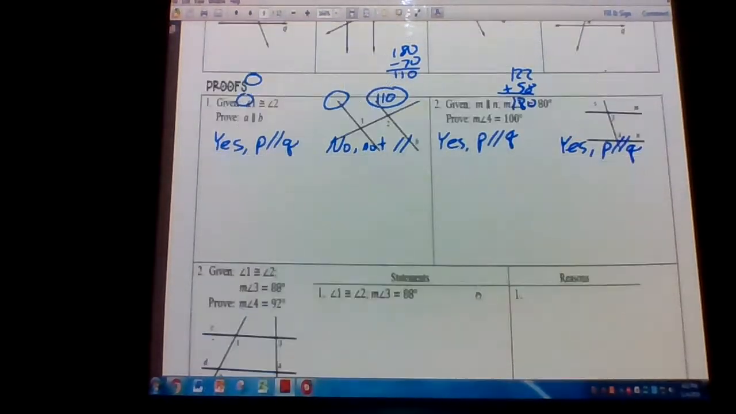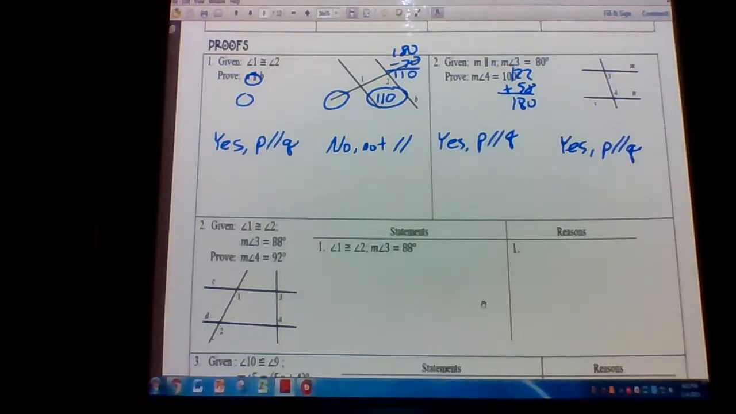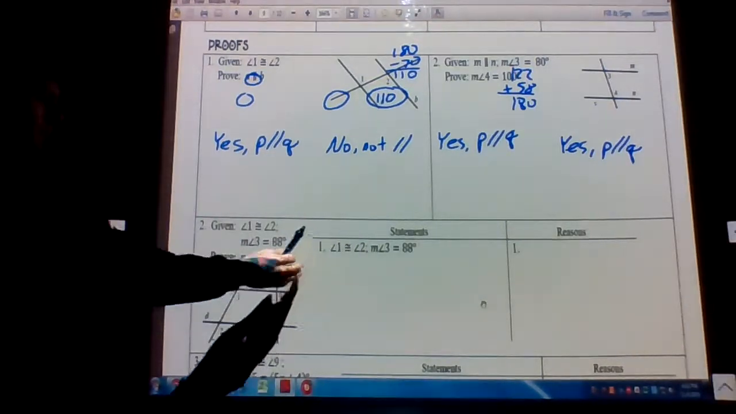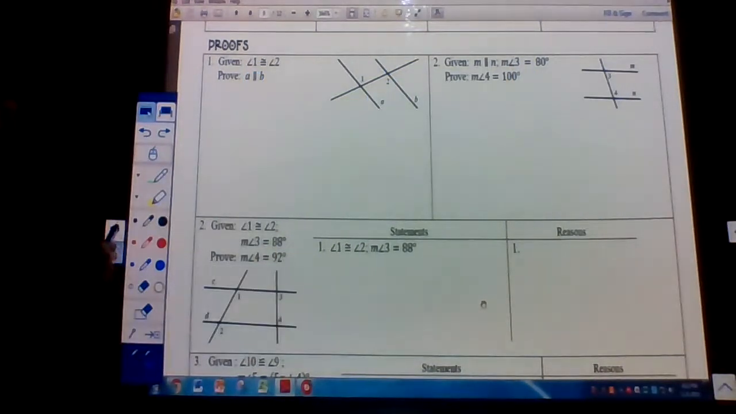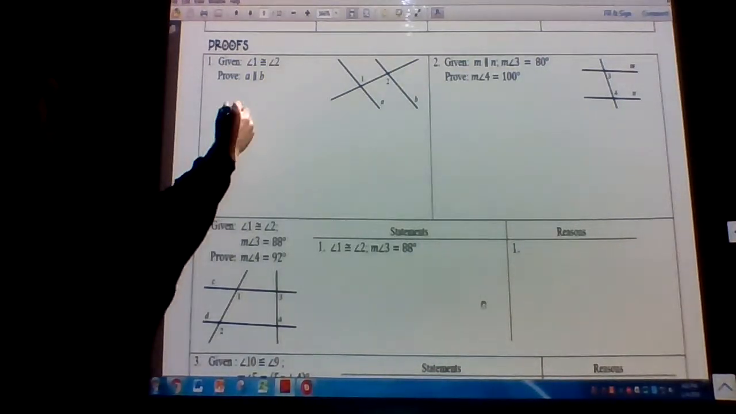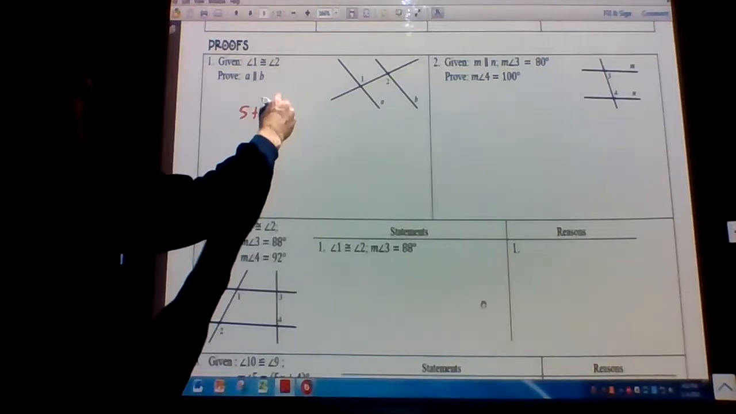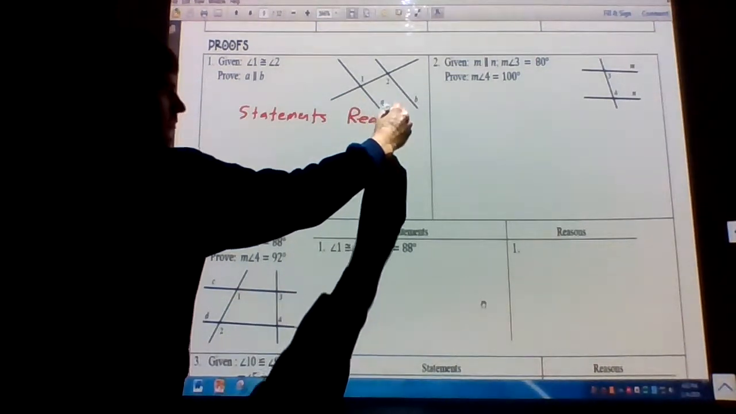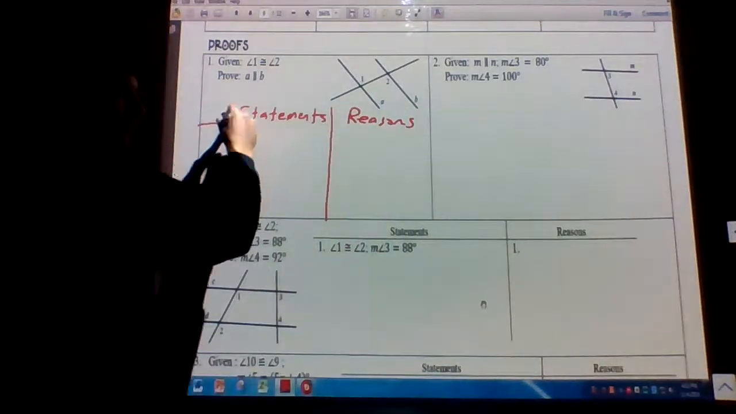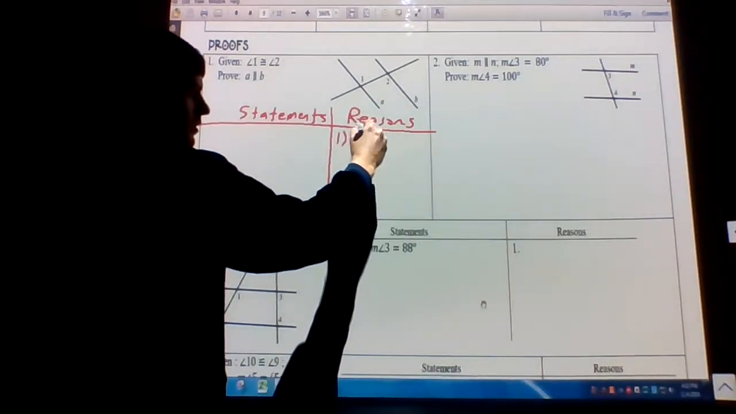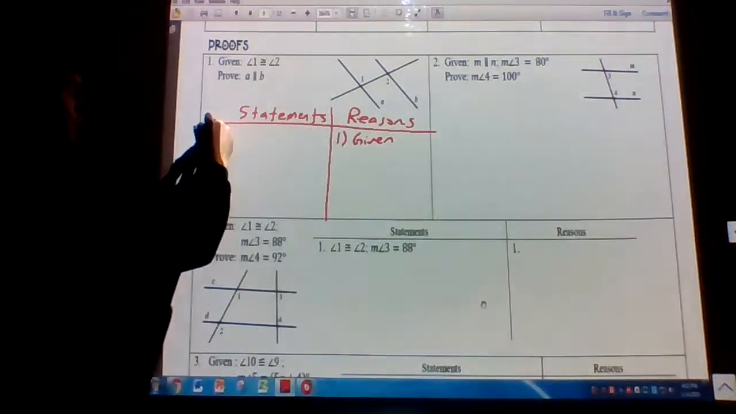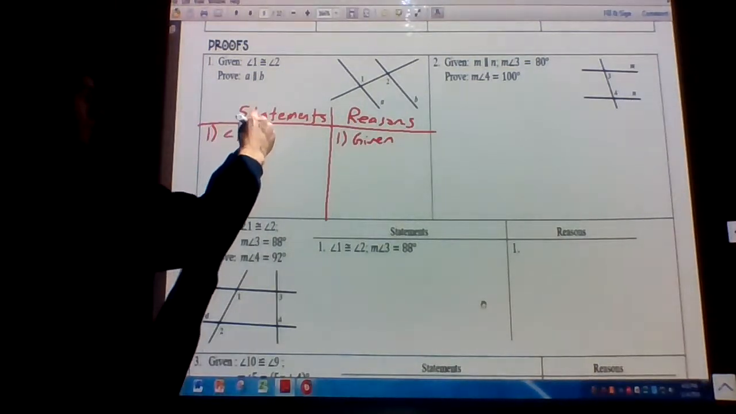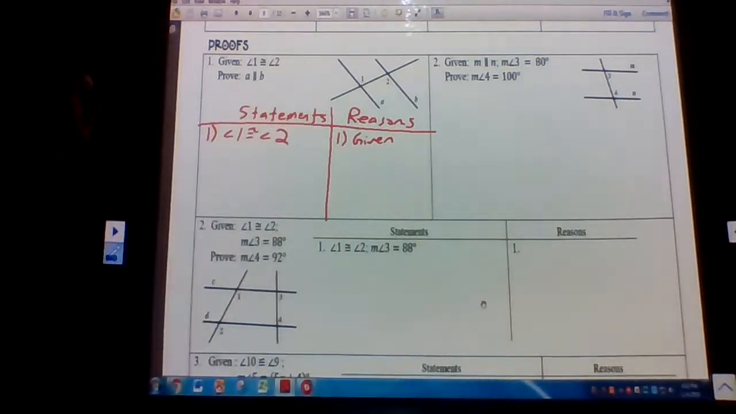Okay, now we go to the proofs. So they kind of use 1 and 2 as an example to get to 3. So let's do 1 and 2 first here. So we start with statements, reasons. Okay. So we start with our given. We're given that angle 1 is congruent to angle 2. We want to prove that A is parallel to B.